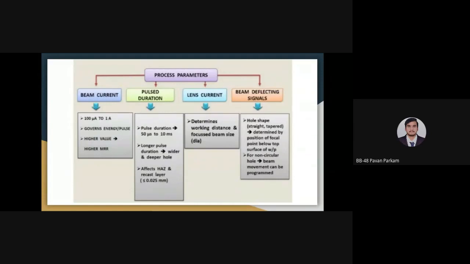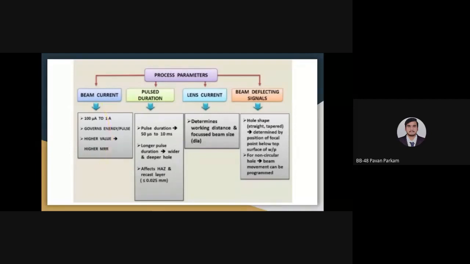As I told you, electron beam machining is done in pulse mode, not in continuous mode. So beam current is important, again the pulse duration, the current to the magnetic lens, and the beam deflection signal. These are the four important parameters for electron beam machining. Now we'll discuss them one by one.